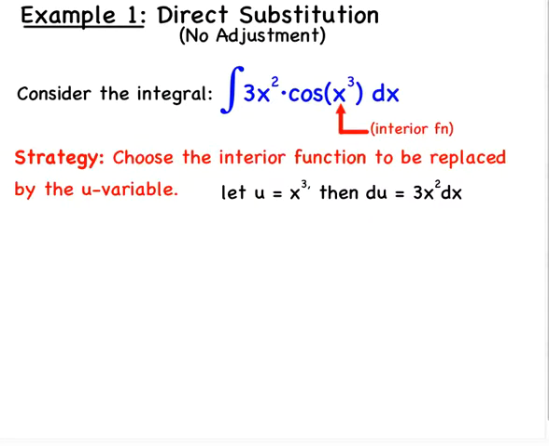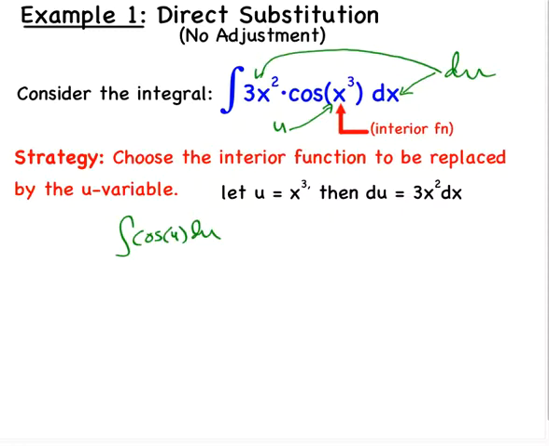So in this first example, we see that we have an interior function. It's inside of the cosine function. And if we let u be equal to x cubed, then the derivative of u would be 3x squared dx, which we see is on the outside of the function. So all of this is our du, and inside we'll replace that with u. So if we rewrite this integral, we get the integral of cosine of u du. Everything that was on the outside of cosine is replaced by du.